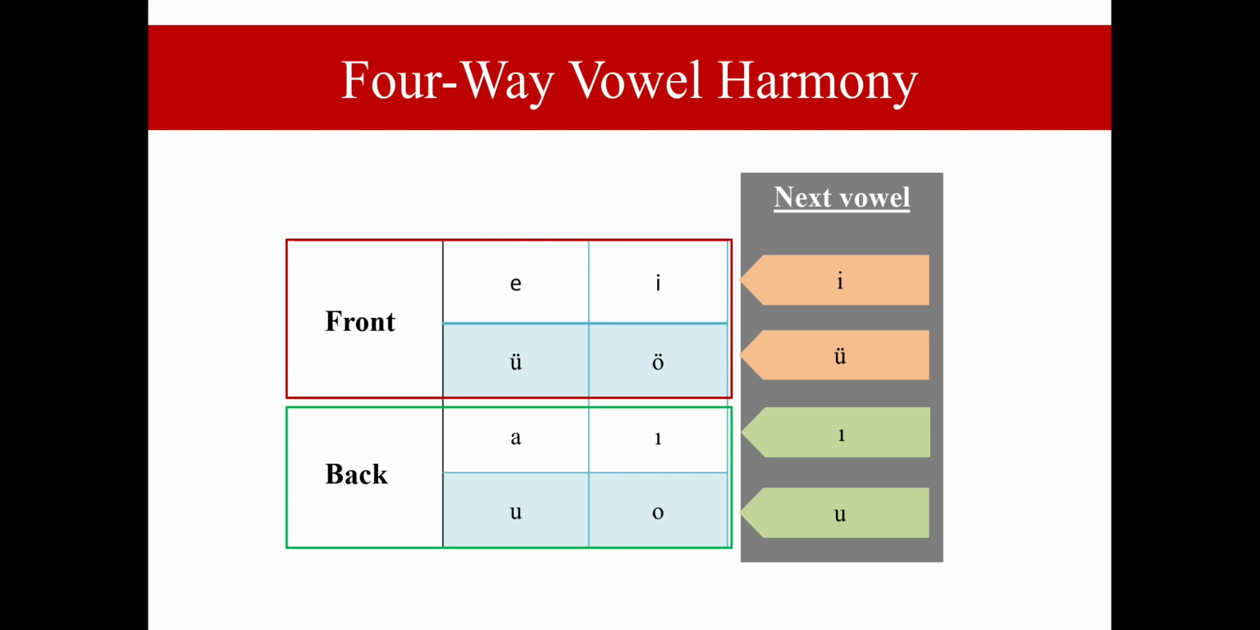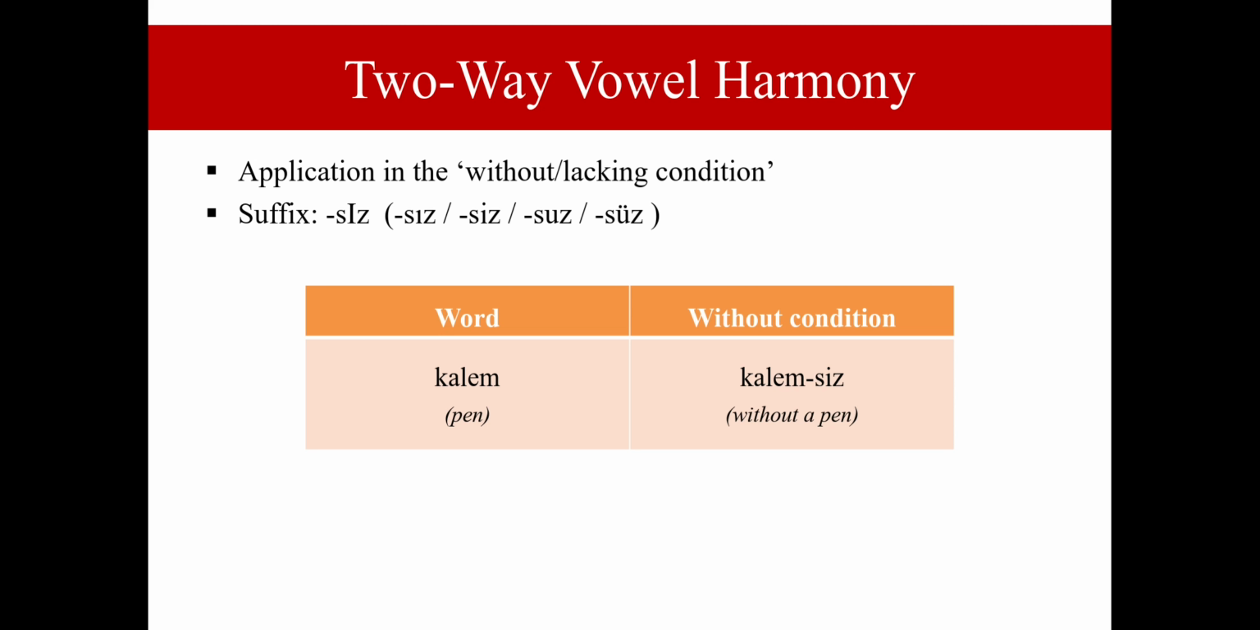So let's see with examples. For this, we're going to look into this application for the without or the lacking condition. There is a suffix to indicate that, and that is sız. Considering that this is four-way vowel harmony, this is actually four-way, it's mentioned wrong here. So for four-way vowel harmony, we're going to have 4 options. It's either going to be sız, siz, suz, or süz.